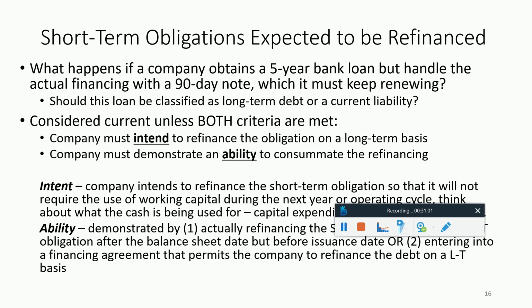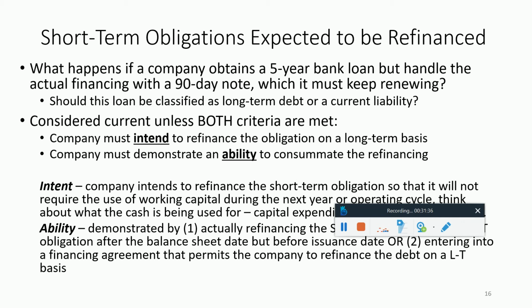Sometimes we might have a short-term obligation that is expected to be refinanced. So as an example, what happens if we have a company and they have a 5-year bank loan, but they handle the actual financing with 90-day notes that they keep renewing? So the question then is, well, it's a 5-year loan, so that would be considered long-term. But if we're financing it with a series of 90-day notes, then maybe that should be considered current.